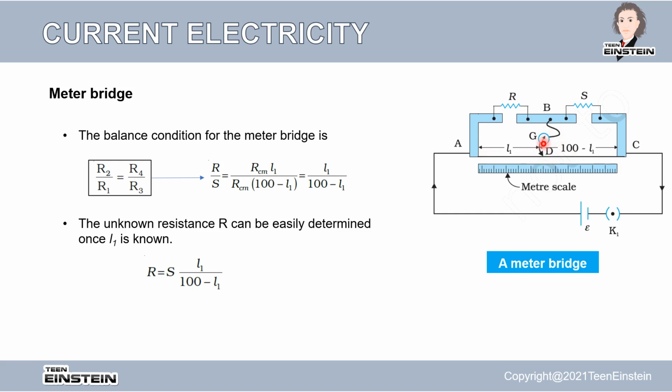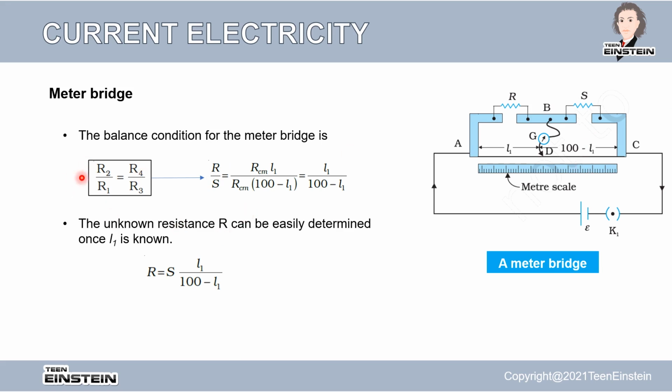There is a galvanometer here. What we do normally is we begin at one end. We keep moving this point along this wire, and at some particular point the galvanometer becomes 0, and we note down the length at which the galvanometer becomes 0. Right? So now we are going to derive. This also serves the same purpose. We can find out the unknown resistance R, and this is exactly like the Wheatstone bridge.